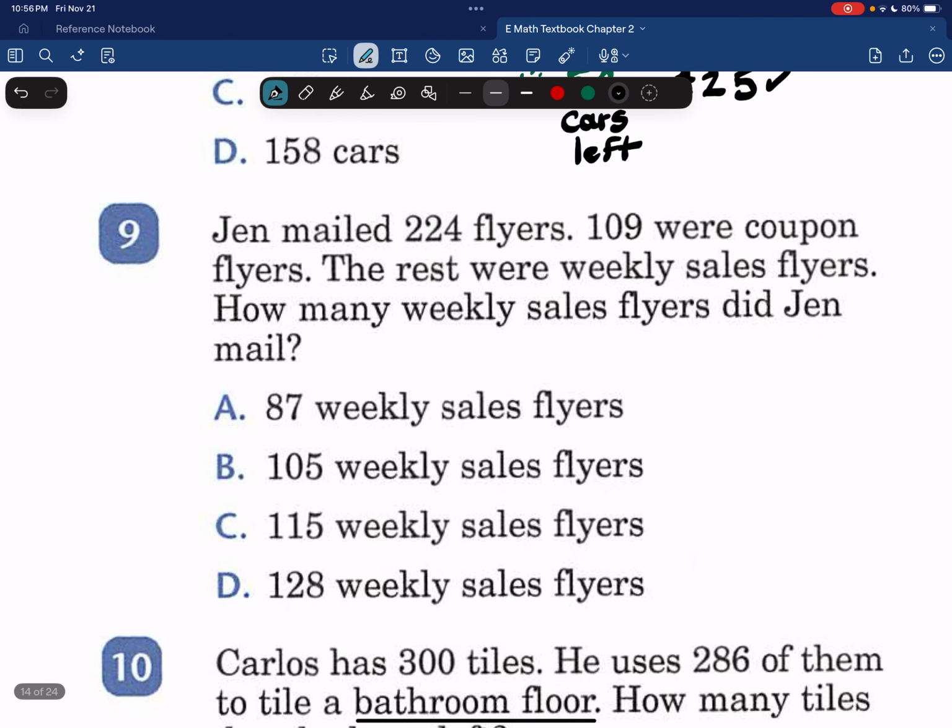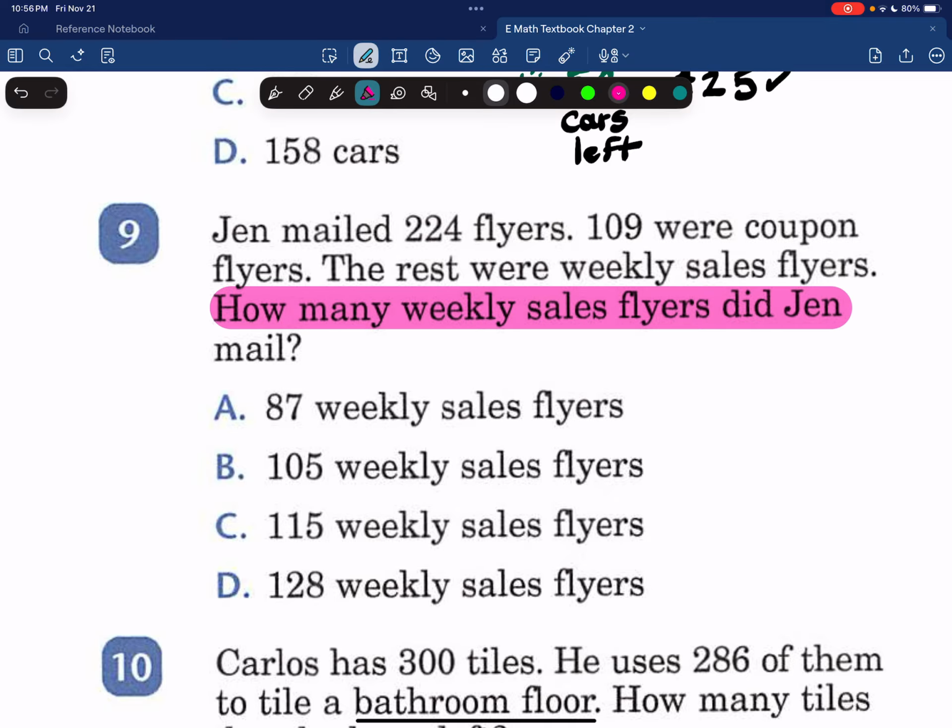Number 9. Jen mailed 224 flyers. 109 were coupon flyers. The rest were weekly sales flyers. How many weekly sales flyers did Jen mail? So we want to know the number of this type that will go on top of the problem.